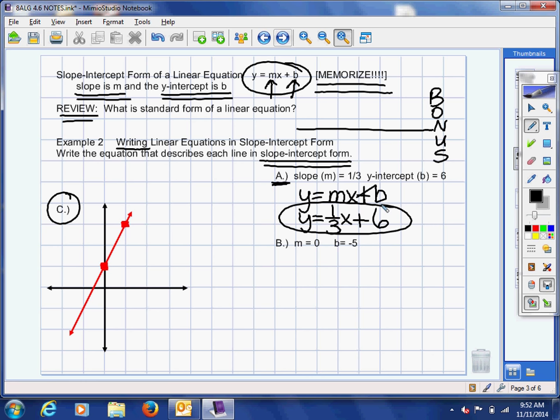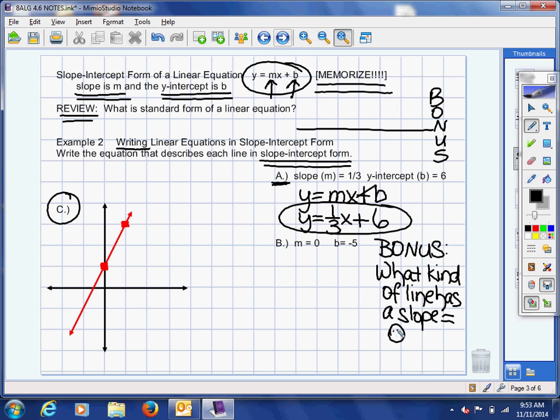All right, let's go down to letter B. This time, our slope is 0. Okay, stop for a second. I said slope is 0. All right, another bonus opportunity. We're going to go back in the recesses of our minds. Not too far back, I hope. We just took a test on this. And what kind of line has a slope that's equal to 0?